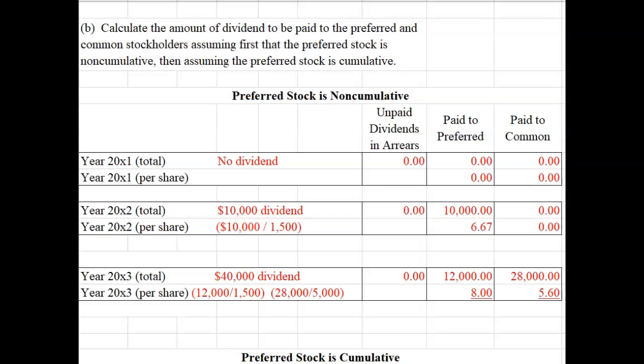In the last Study Guide video, we calculated the total dividends and the per share dividends to be paid to preferred shareholders and to common shareholders under the assumption that the preferred stock was non-cumulative. In this video, we'll complete the exercise by using the same data to calculate the total dividends and the per share dividends to be paid to preferred and common shareholders under the assumption that the preferred stock is cumulative preferred stock.